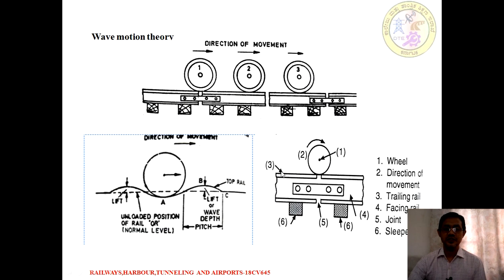Next is the trailing rail section, and this is called the facing rail section. This is the joint, and these are the sleepers. So according to this theory, the point of contact on the rail forms a depression, and the adjacent sides have a wavy formation. So this is the phenomenon of the wave motion theory for creep.